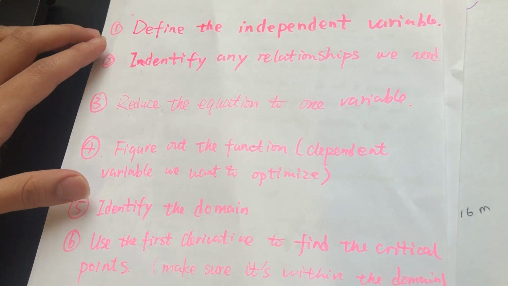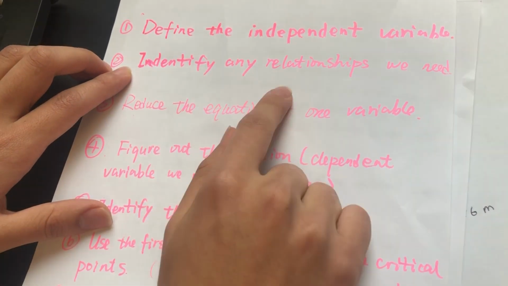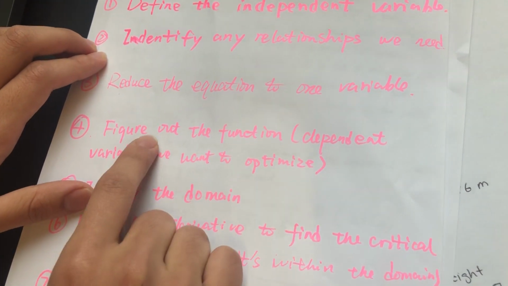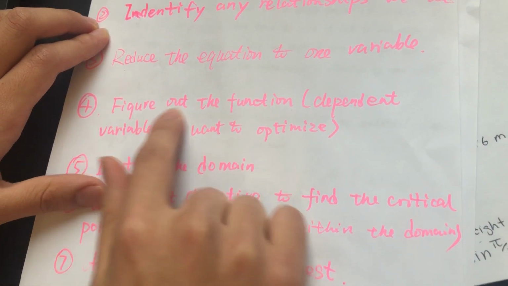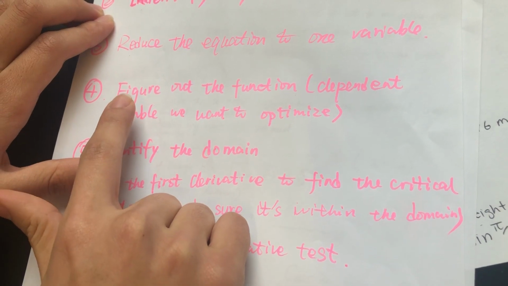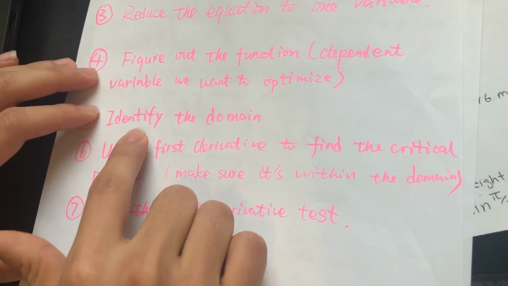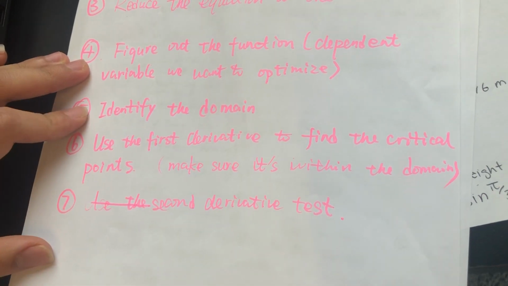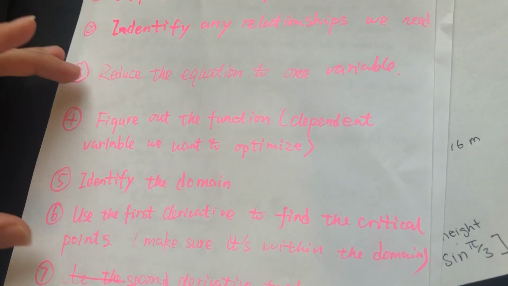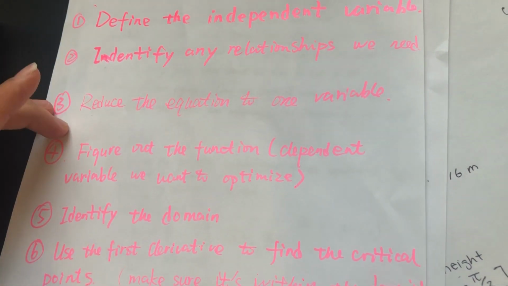The first thing you need to do is define the independent variable and then identify any relationships we have. Using those relationships, we can reduce the equation to one variable, and then we can figure out the function. As soon as we figure out the function, we can analyze it using the first derivative, but before that we need to identify the domain, and then we will solve the problem. The trickiest part of this problem is the third step, reducing the equation to one variable. Ronish will explain this in detail, so let's welcome Ronish.